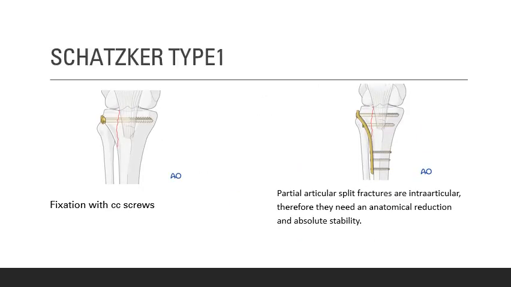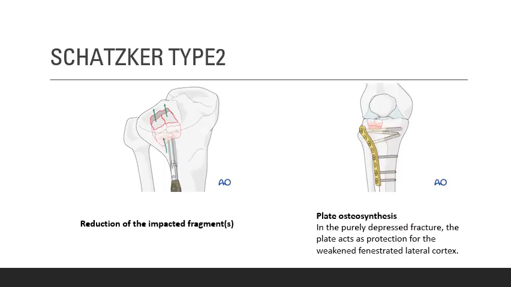Treatment for Schatzker type 1: fixation with CC screws or with the proximal tibial locking compression plate, PTLCP. These partial articular split fractures are intra-articular, therefore they need anatomical reduction and absolute stability. Treatment for Schatzker type 2: reduction of impacted fracture fragments followed by fixation with PTLCP.